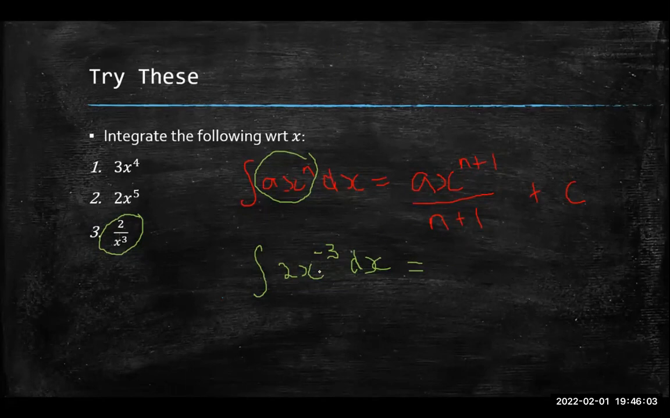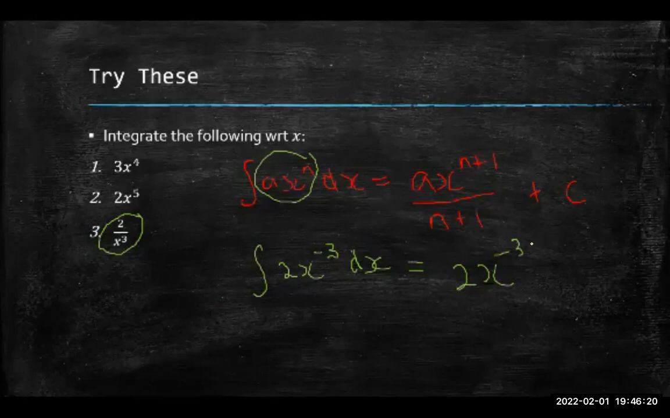Right. From here, all I have to do is follow my rule. Like I said, just following the rule. So a x to the power of n plus 1, n, which is my index, in this case is minus 3. So that's minus 3 plus 1. And we also divide by minus 3 plus 1.